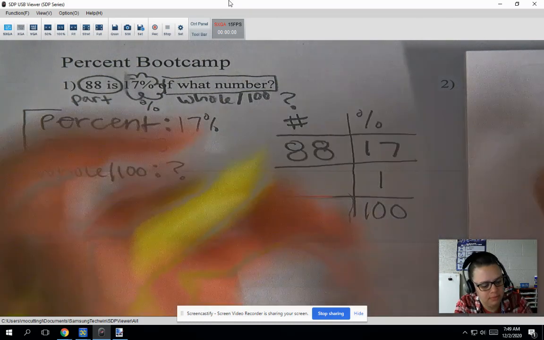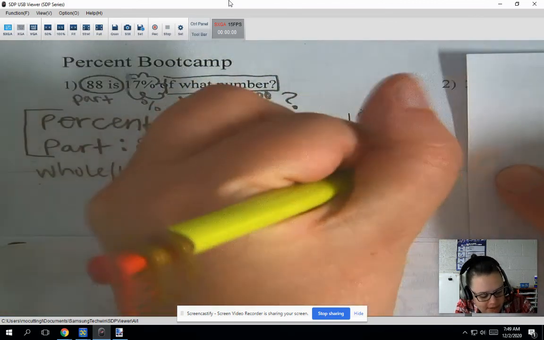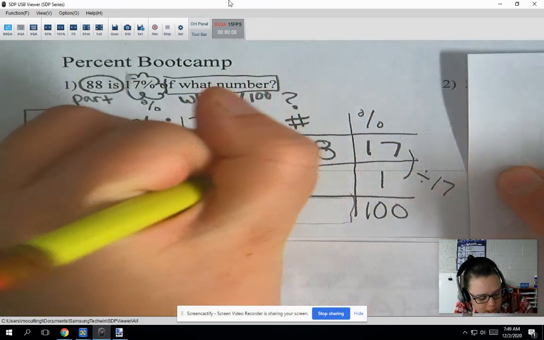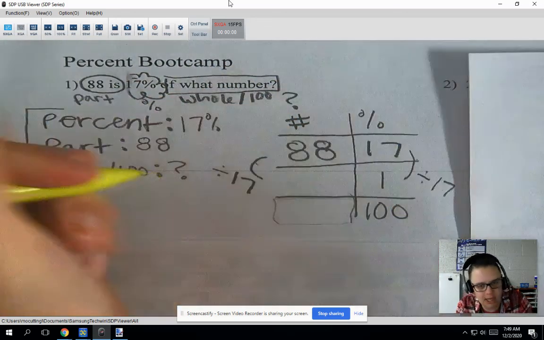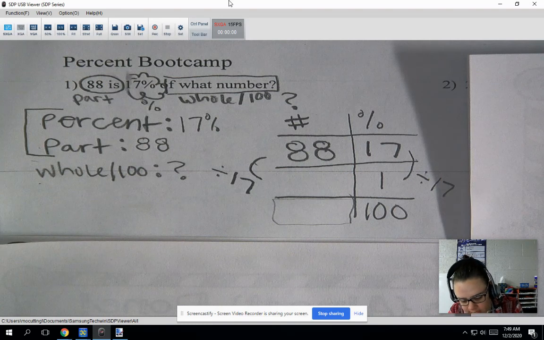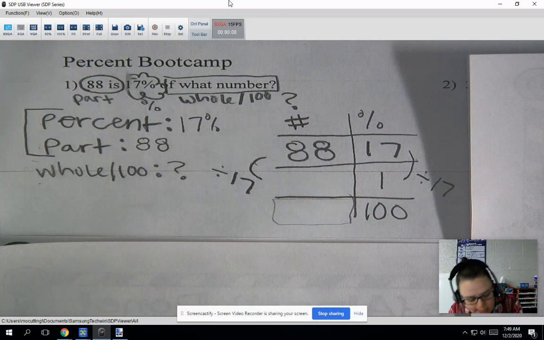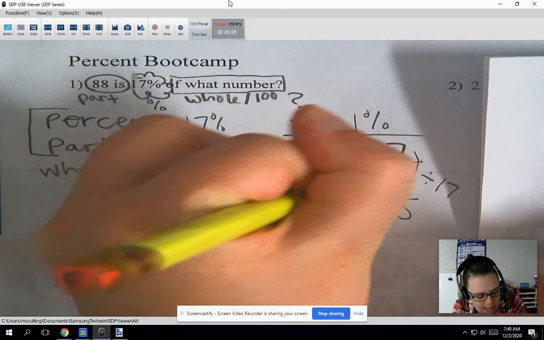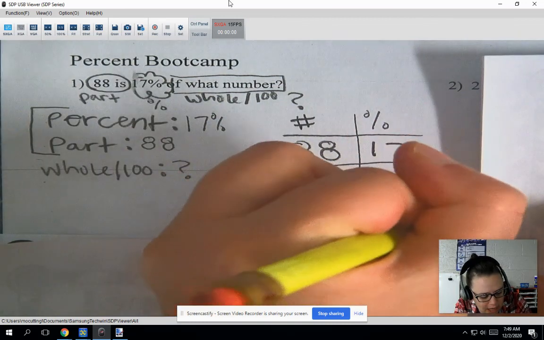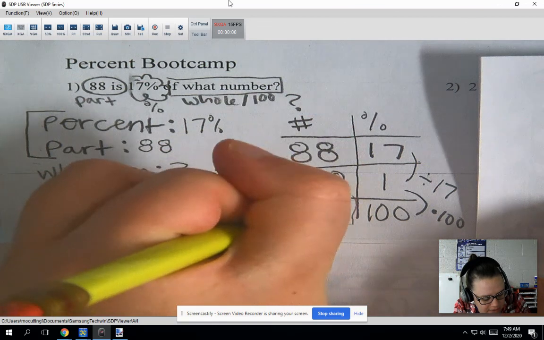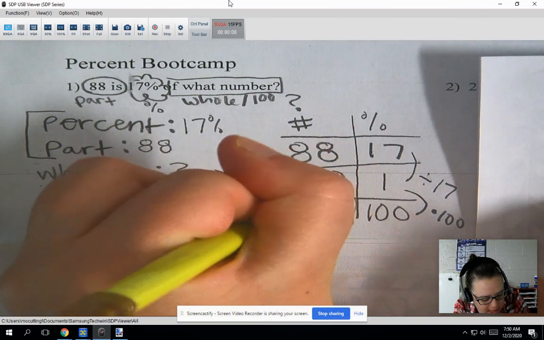Anyways. Okay. So to get from 17 down to 1, divide by 17, divide by 17. My handy dandy calculator, 88 divided by 17 is, I got 5.176. So I'm going to round that up to 5.18. And then times 100, and times 100 is 518, and that is my answer.